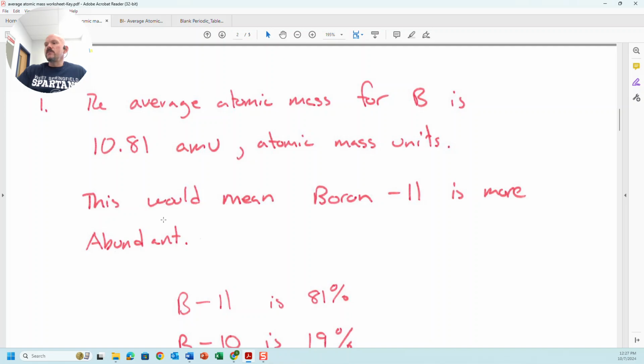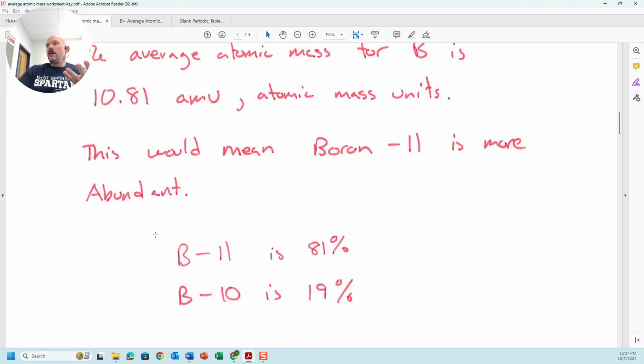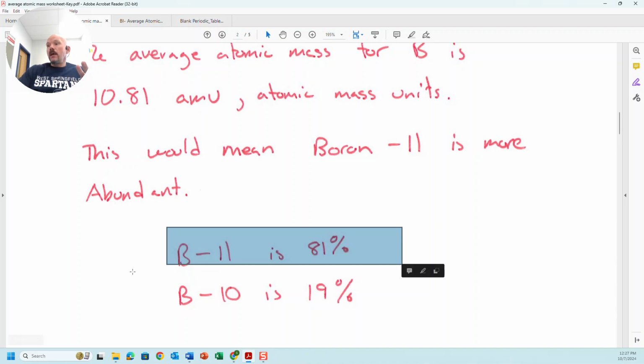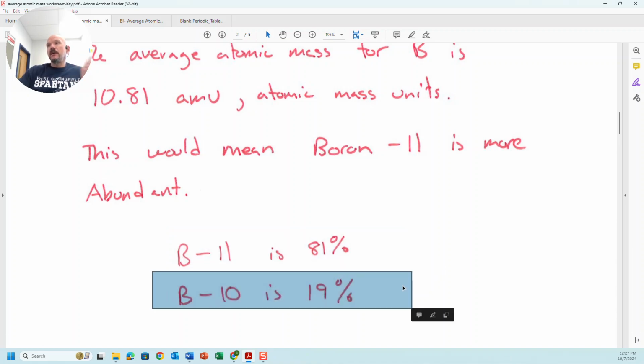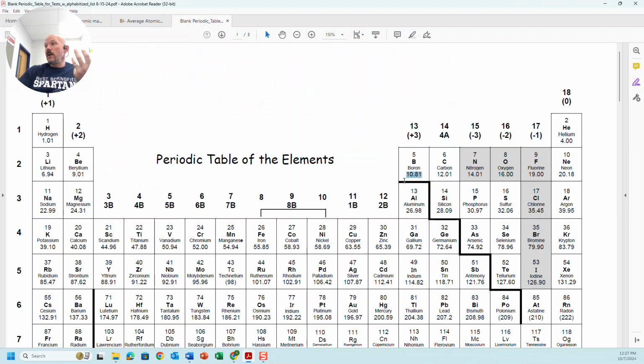This would mean boron 11 is more abundant, right? And really, because they're just one apart, 10 and 11, it's really easy to calculate their percent abundances. Boron 11 would be 81%, and boron 10 would be 19% abundant. So 0.81 and 0.19, but as percentages, boron 11 would be around 81% abundant, and boron 10 would be around 19% abundant. And if you did 11 times 0.81 and 10 times 0.19, and you added them up, you would end up with that number, 10.81, okay?